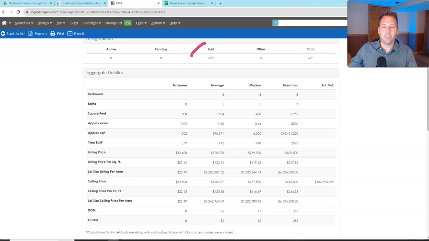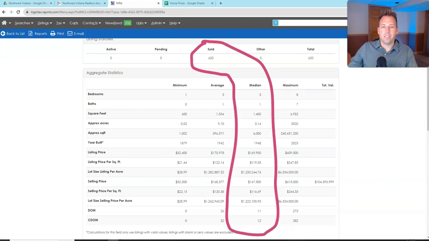All right, so 620 that were sold. Same thing here, we're gonna look at the median data. So for the 620, the median house was 3-bed, 1-bath, 1400 square feet on a 0.14 acre lot. 1948 was the median year built. We're looking here at the selling price, $167,500, which puts it at about $117 per square foot.